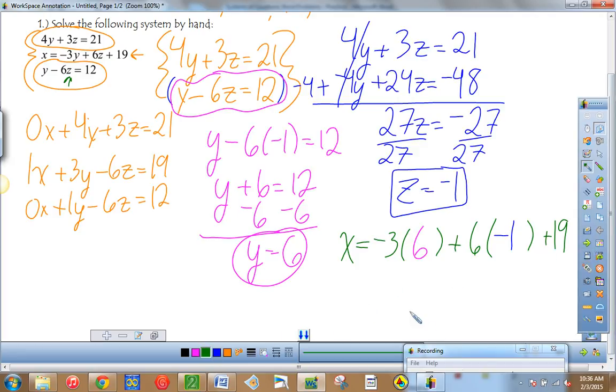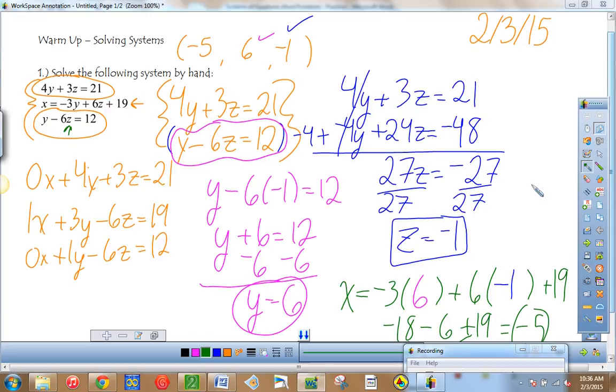Or you can do it by hand. What's -3 times 6? -18. 6 times -1, negative 6. And then plus 19. The rest of those two are definitely the easiest to add up. -18 and 19 is just 1, minus 6 is -5. Perfect. And was that the right answer? Yeah. There you go. Does that make sense?